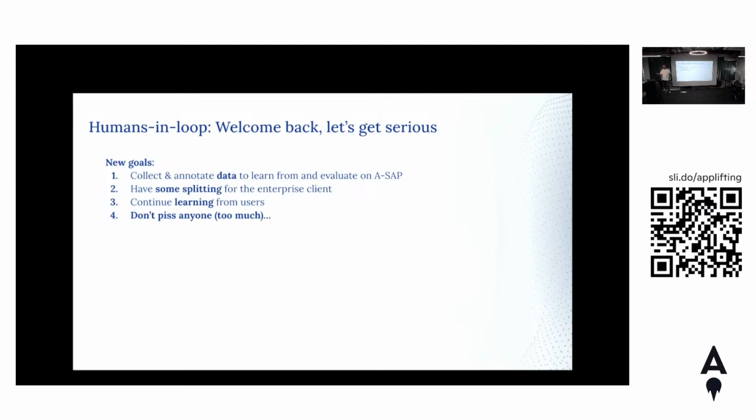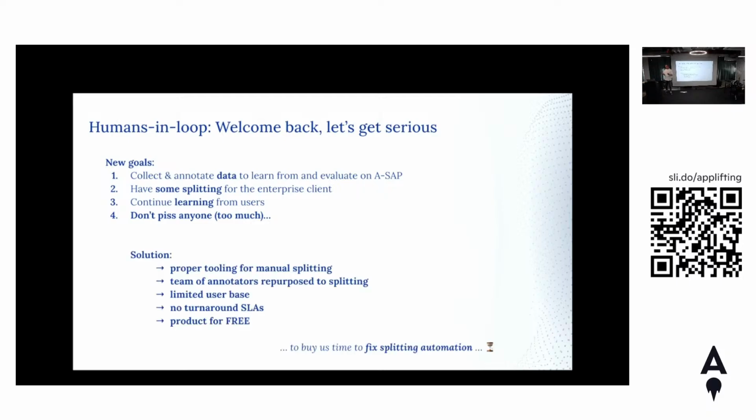This time we looked at the problem holistically again. We wanted to collect and annotate some data so we could learn from it, understand the problem better, and evaluate ASAP. We still needed some splitting in place. The previous auto-splitting version didn't work well. We wanted to continue learning, but this time without pissing too many people too much. So we built better splitting tooling, so it scales a little bit more. It wasn't just Adobe Acrobat. We had this whole back office tool where our operation teams could do the splitting. At the time, we were already building a team of annotators.